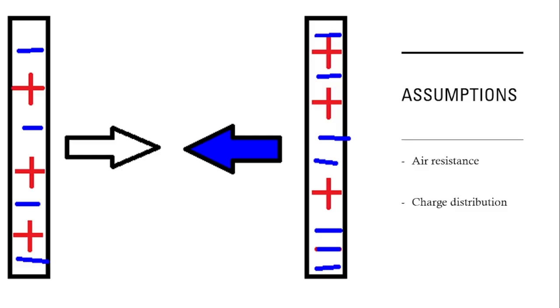So a couple of assumptions were made during this lab. The first one was neglecting air resistance. And the second assumption, the main assumption, is that each piece of tape had an even distribution of charge. However, in actuality, some parts of the tape would have more clumps of charge than others.